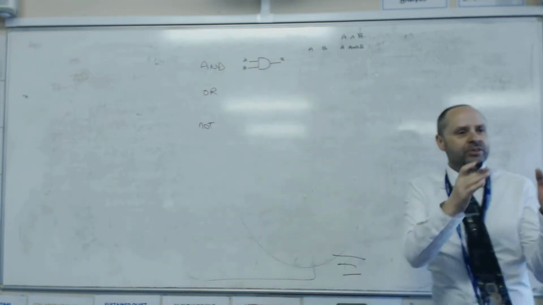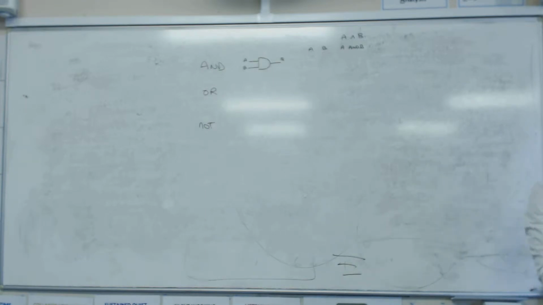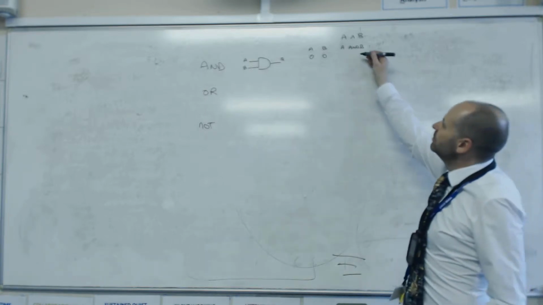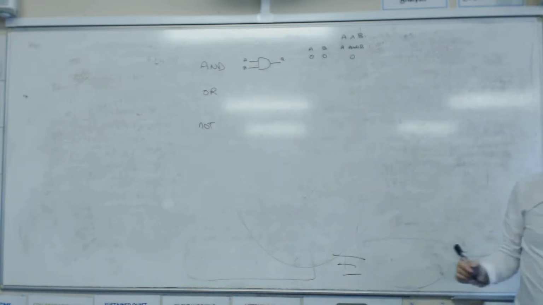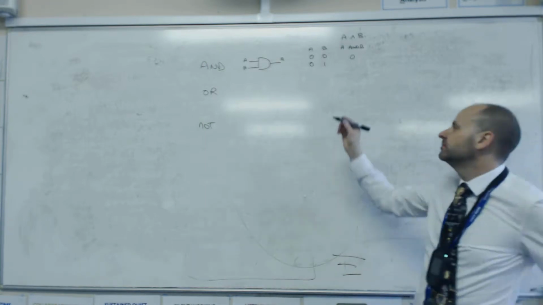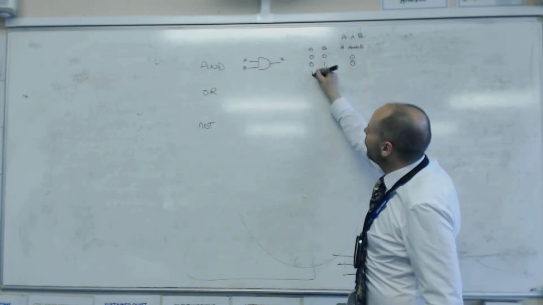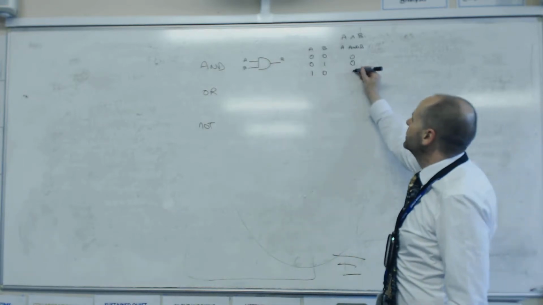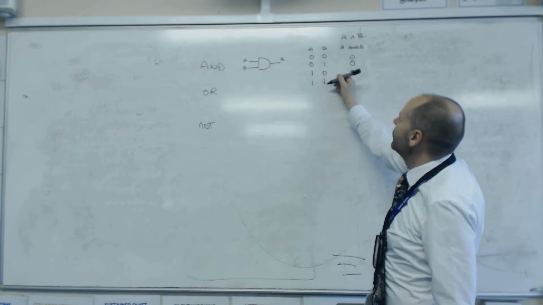We have to put down all the combinations of inputs that we can have. Because we've got two values, we can have 0 and 0. With AND, if we have inputs of 0 and 0, when we compare them, the output will be 0. We can have 0 and 1, and when we compare those with AND, we output a 0. We can have 1 and 0, and the output is 0. When we get 1 and 1, the output is 1.